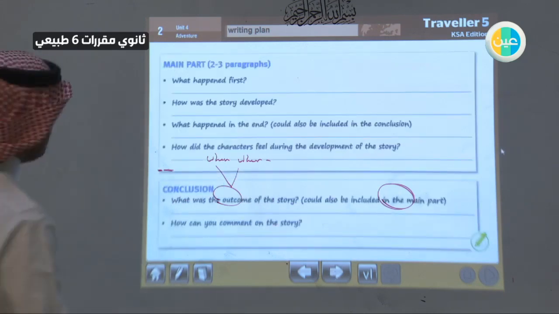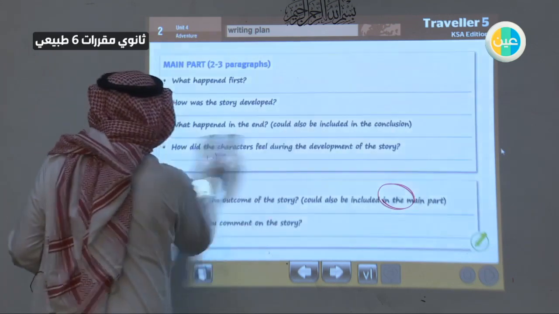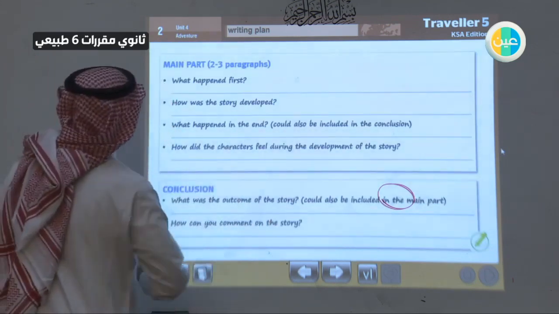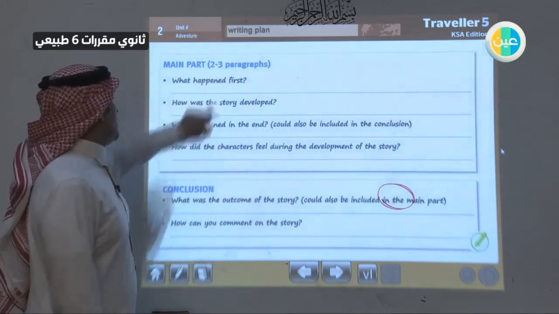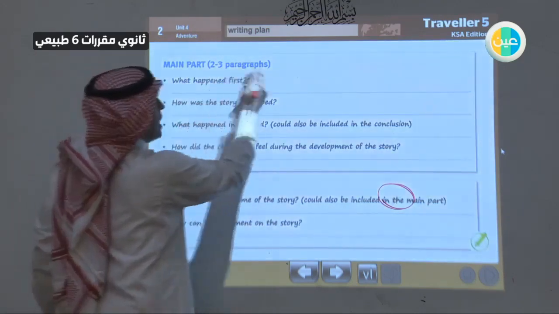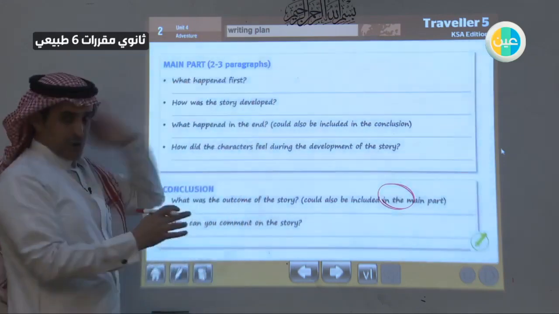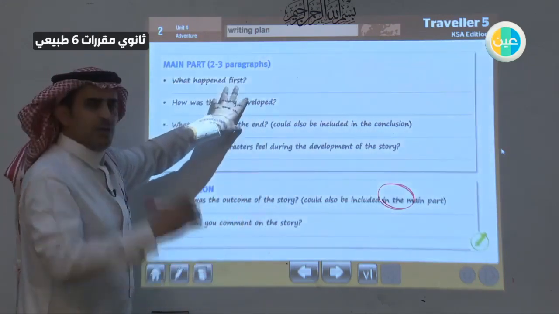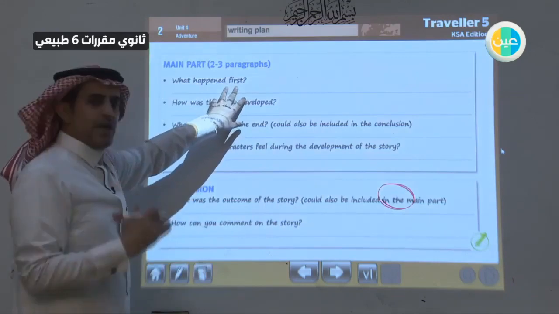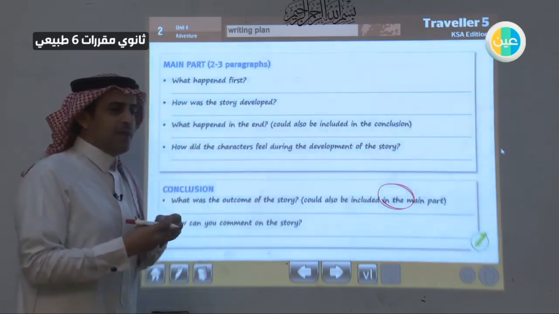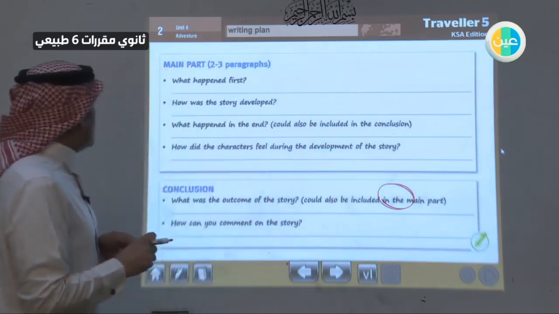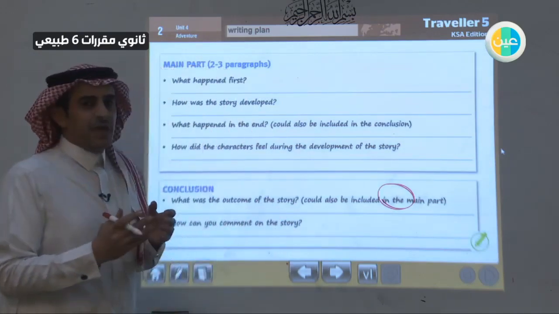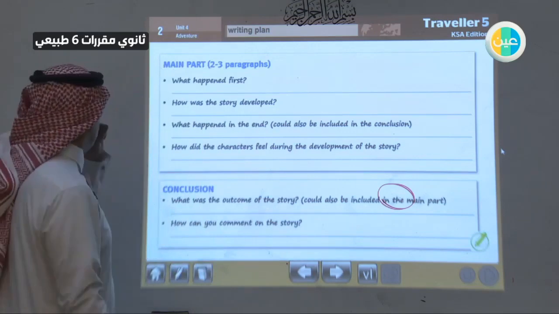After that, in paragraph 2 or parts 2 and 3, maybe you can use 2 paragraphs or 3 paragraphs, it's up to you. What happened first? Start your story. Tell me your story from the beginning to the end. Try to give me the tiny details, everything that happened and its consequences, okay?